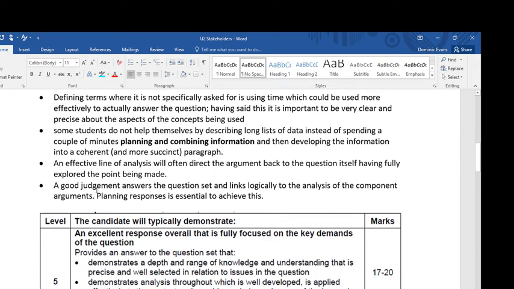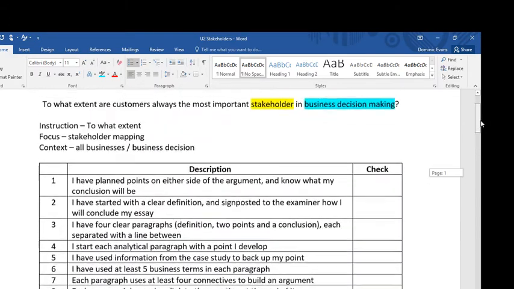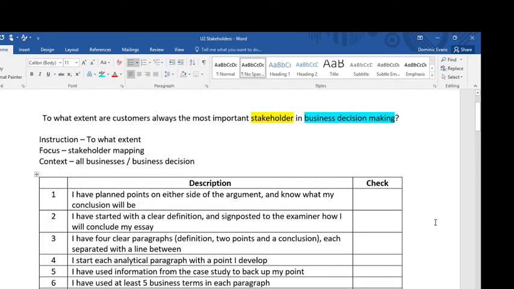Finally, all of these points are from the examiner's report. A good judgment answers the question set and links logically to the analysis of the component arguments. In other words, you've used the analysis that you've done in the body of the essay to back up the conclusion that you come to at the end of it, the judgment that you make. Again, this is the examiner's report. Planning responses is essential to achieve this. So I can't emphasise the importance of planning enough, and just making sure you understand the question, this instruction-focused context can help you do that.